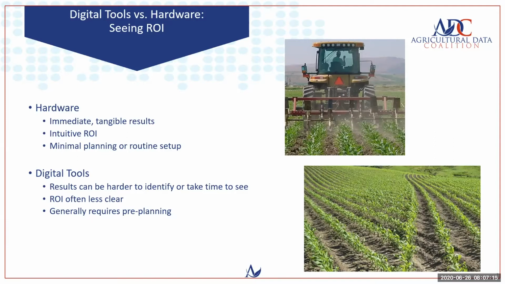The other big difference with digital tools is generally they require some pre-planning, whereas with a guidance system or section control, once you get the system set up and calibrated on your machine, there's not a whole lot of routine setup that you'd have to do for each field. With digital tools, a lot of the time you're going to have to do a little bit of pre-planning. Creating a variable rate prescription map isn't something that magically happens when you pull into a field.